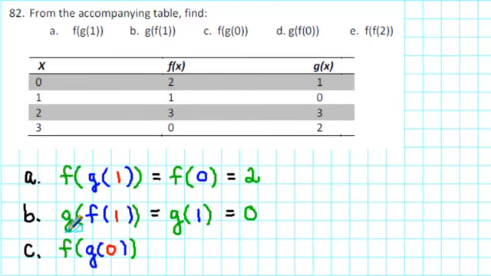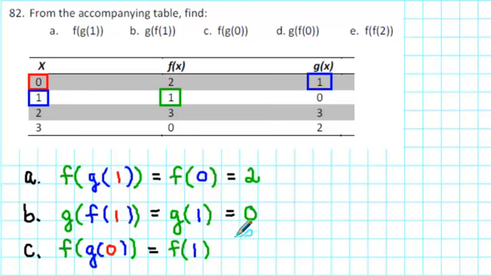For c, we're asked to find f of g of 0. So first of all, we locate 0 for x and then evaluate g of 0. We see that g of 0 is equal to 1, so next we need to evaluate f of 1. f of 1 is equal to 1, so we conclude that f of g of 0 is equal to 1.